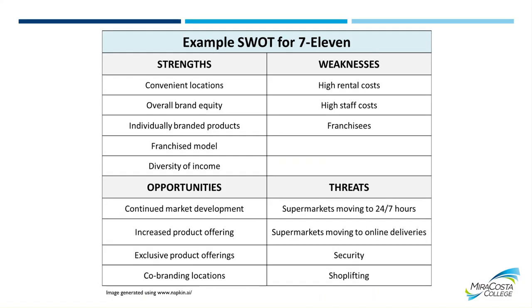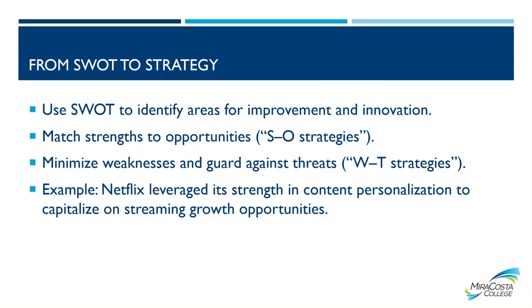Here is another example of a SWOT analysis for 7-Eleven. Strengths: convenient locations, overall brand equity, individually branded products, franchise model, diversity of income. Weaknesses: high rental costs, high staff costs, franchises. Opportunities: continued market development, increased product offering, exclusive product offerings, co-branding locations. Threats: supermarkets moving to 24/7 hours, supermarkets moving to online deliveries, security, and shoplifting.